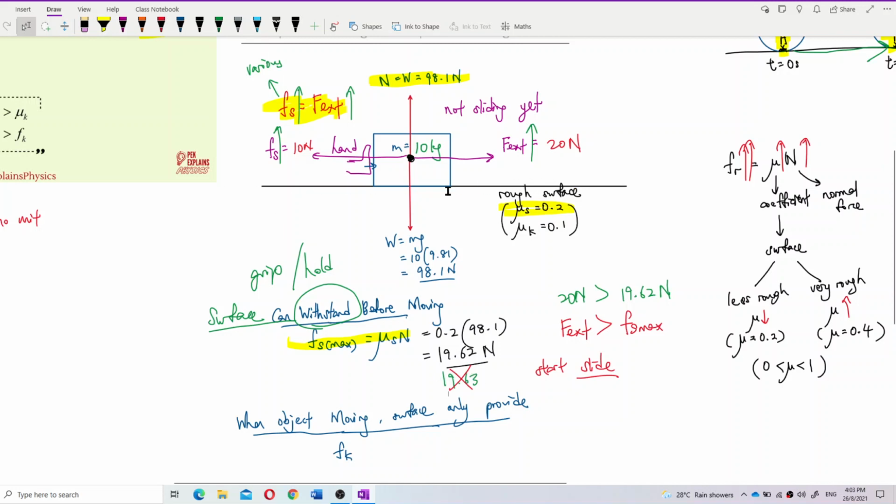So this surface cannot grip the block anymore. This block will start to slide. If you push with 20 Newton or with 19.63 Newton, the block will surely start to slide, because the surface can only provide up to 19.62 Newton, based on the mu s of the surface and also on the weight of the block, 10 kilogram. If you push more than that, the block will start to slide. Understand?